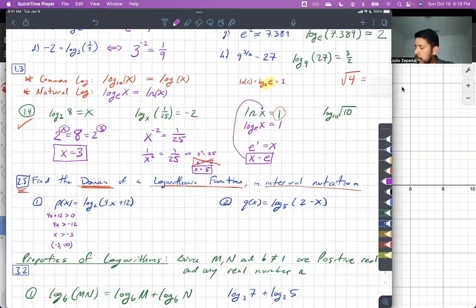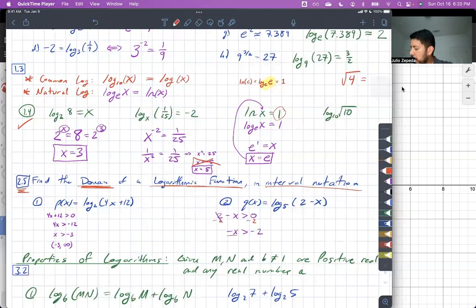So what do we do? Take the argument 2 minus x and set it larger than 0. I'll solve this by subtracting 2 on both sides. So negative x is larger than negative 2.